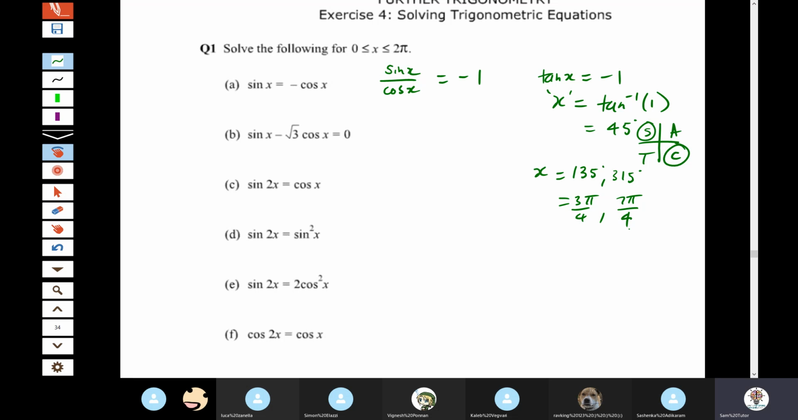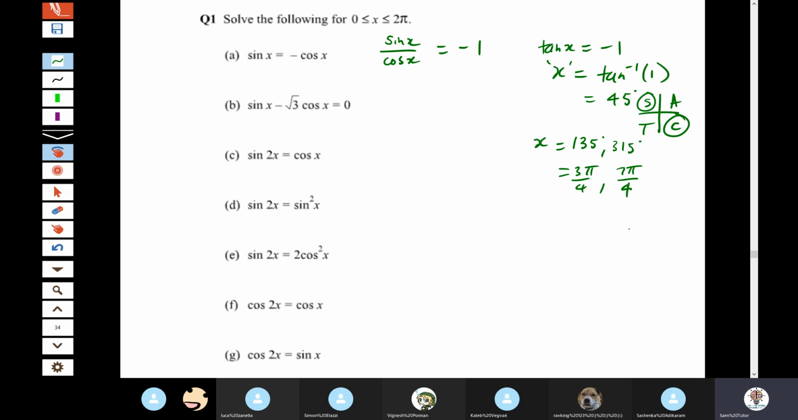Good. Obviously for B, you would do the same thing. So I'm not going to do B. Leave that for homework, because why would you want to do it again straight away? Let's do C. Okay, that looks weird because now one's a double angle and the other one isn't. So we can't divide it.